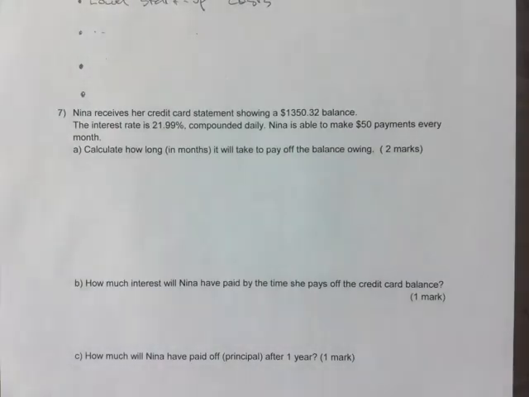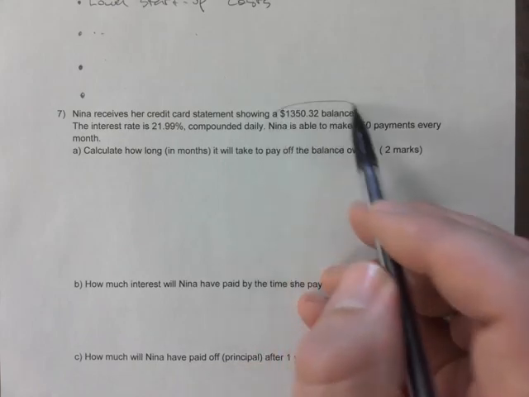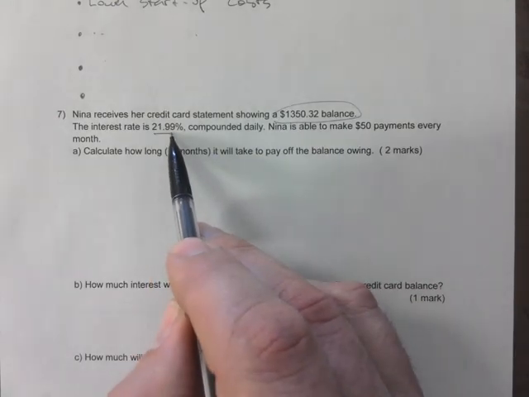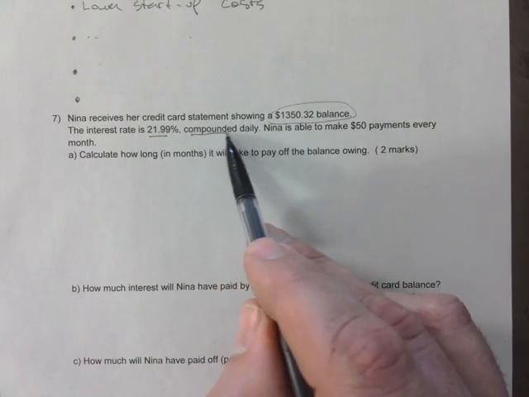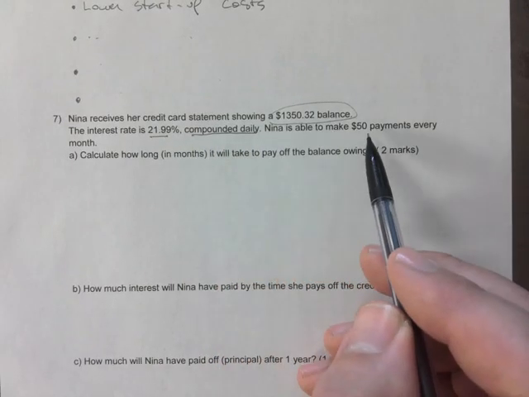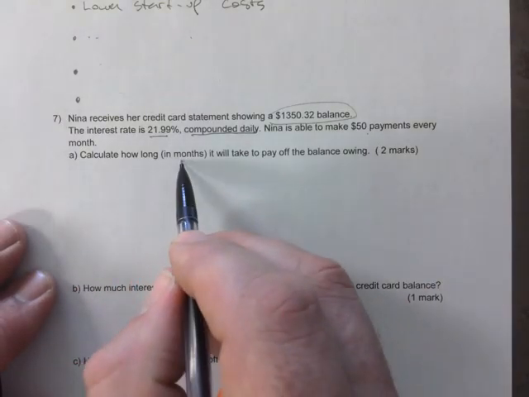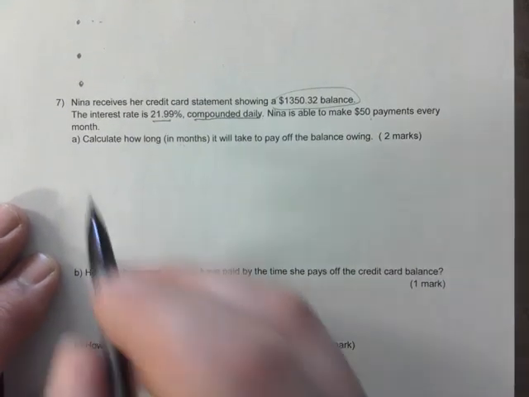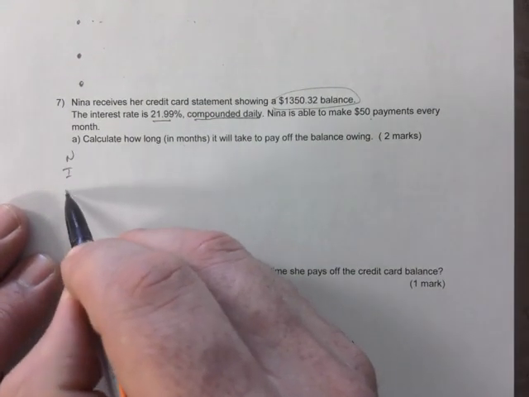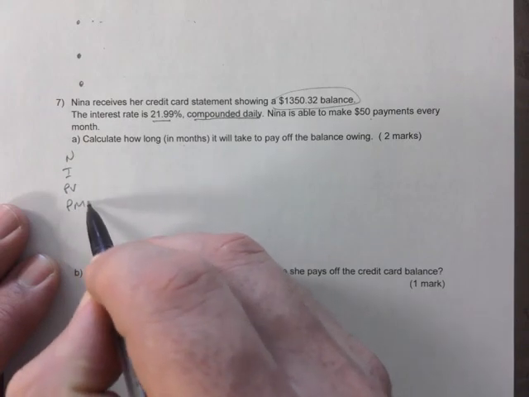7, Nina receives her credit card statement showing a balance of this much. So this is how much is being owed, okay? Interest rate, huge, right? Compounded daily, I don't know if you noticed that. $50 payments every month. Calculate how long in months it will take for the balance owing to be paid off. So make sure you show this.